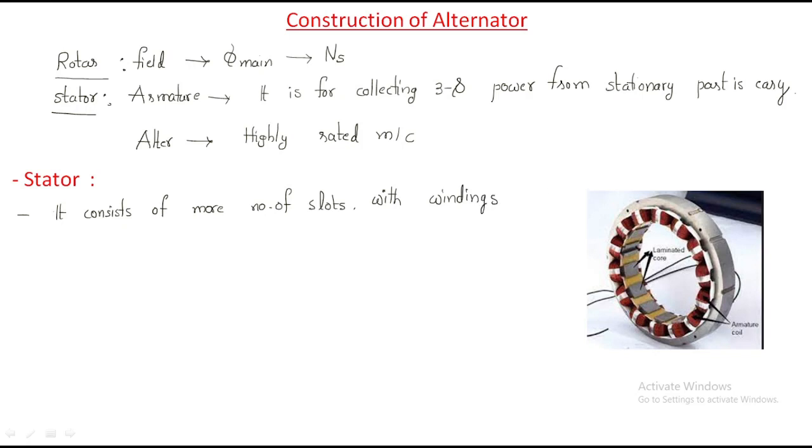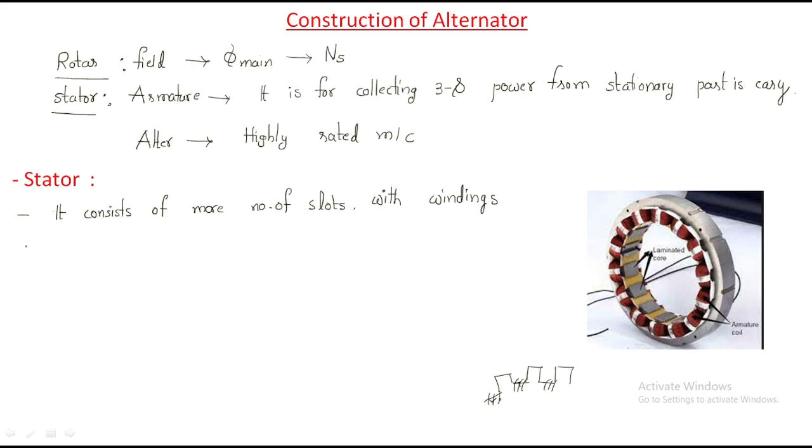Look at here. This place is the slots. This red color is the winding. A slot is nothing but a place. For example, this is one slot and this is the winding. Look at here, the winding connection.